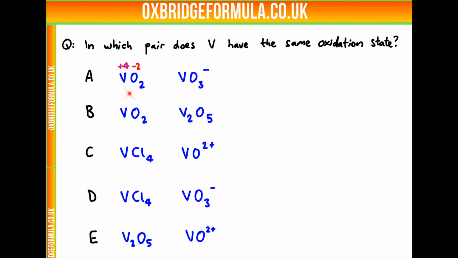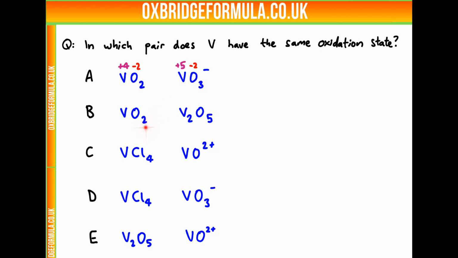Now, is vanadium also +4 in VO3-? So again, using our rule for oxygen, we have 3 times -2, taking us down to -6. Then, to make a -1 charge overall, vanadium has to be +5. So we can see that in these two, vanadium does not have the same oxidation state.